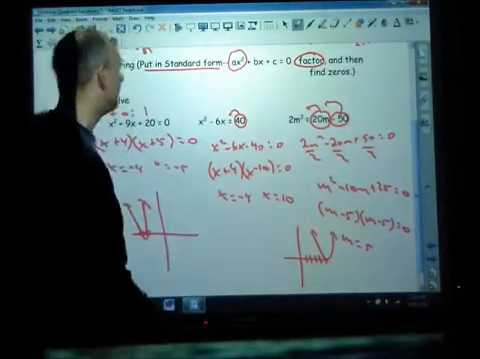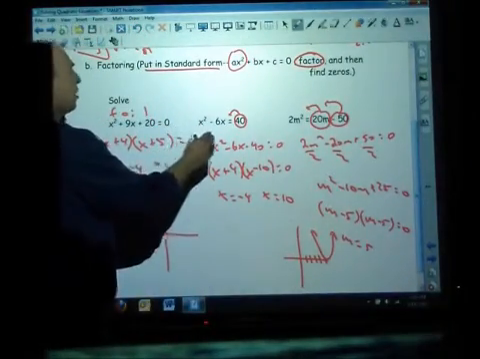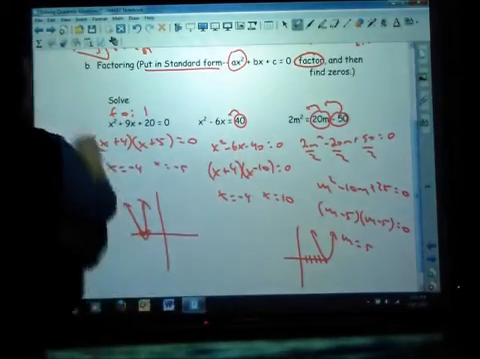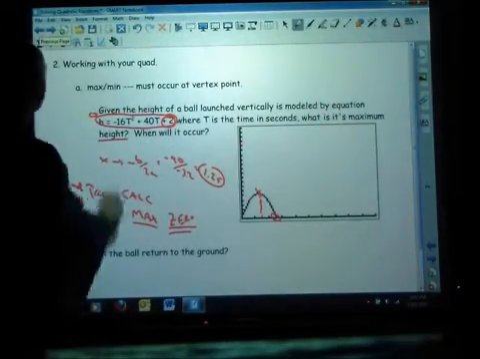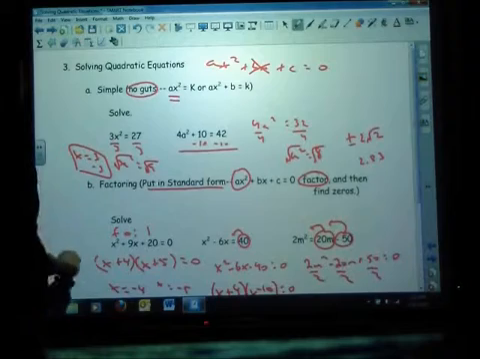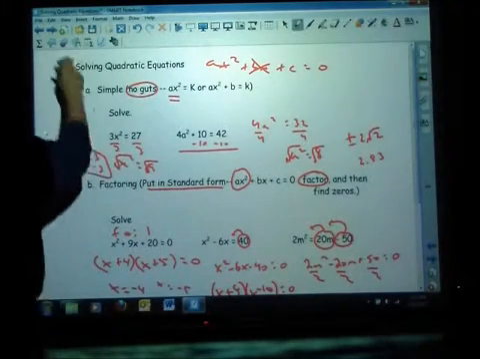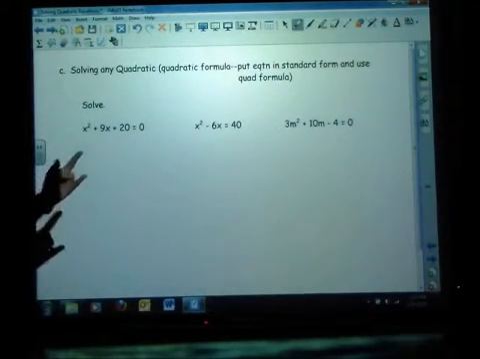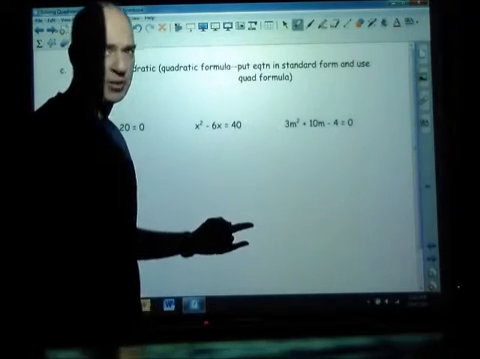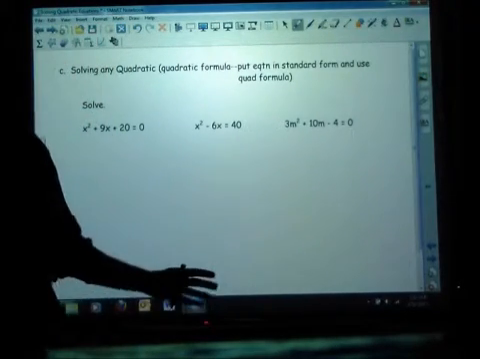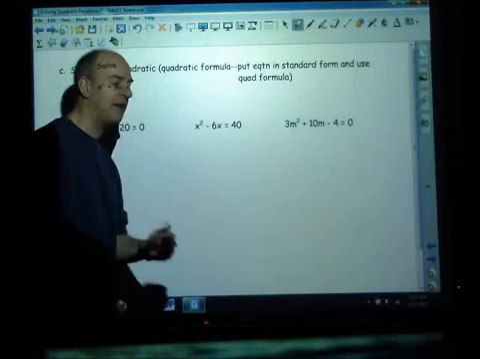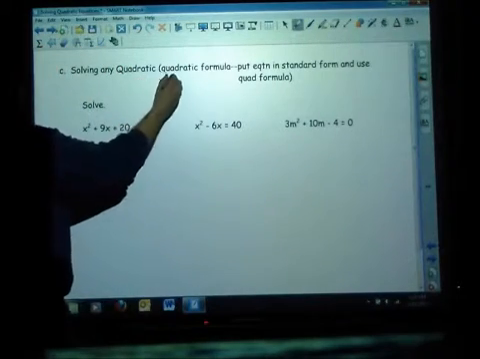Okay? So, if it's got guts, we're going to solve it by factoring if we can. If it doesn't, we're just going to use rootage. Now, there's one other way to solve quadratics, and it works every time no matter what form it's in, or no matter if it's got guts or not, and that's called the quadratic formula.